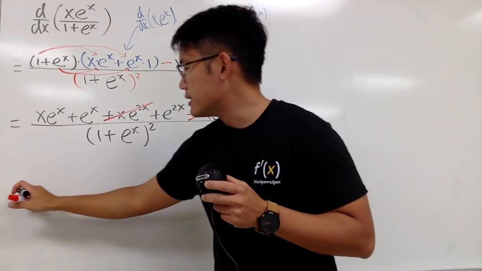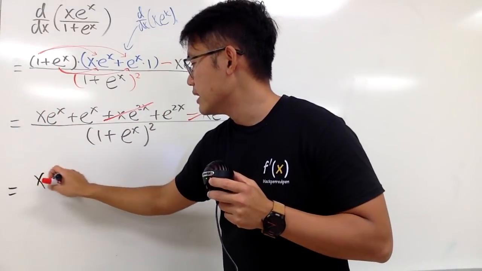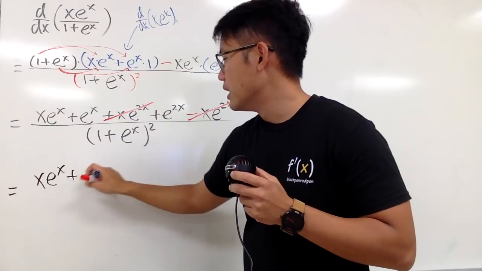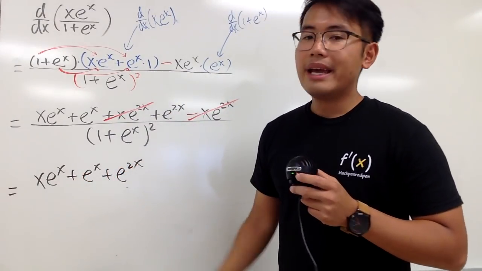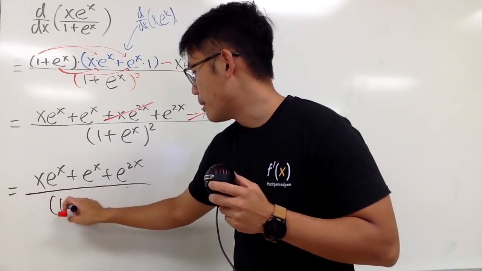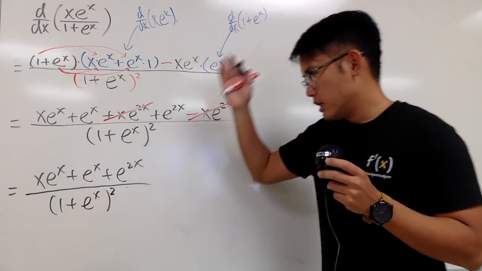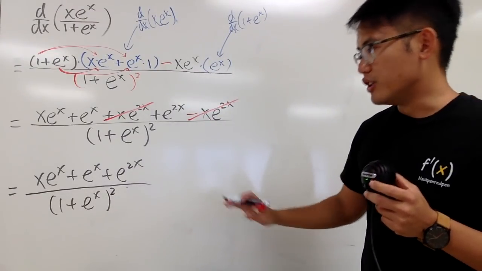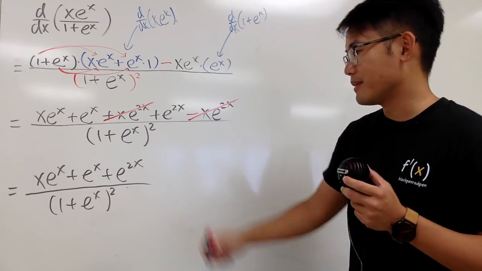Anyway, I will just write this down as follows. I will just put this down as it is, x e to the x plus e to the x plus e to the 2x, and then all over that for the denominator, namely 1 plus e to the x, and then you square that, right? So this right here is a totally legit answer. That's it if you would like. You can box this if you would like.